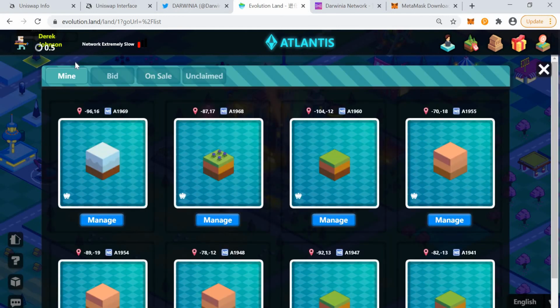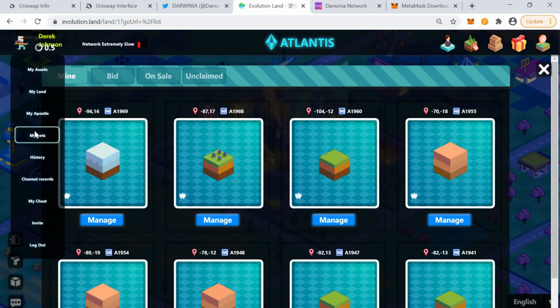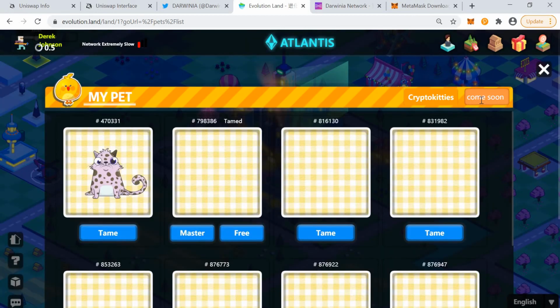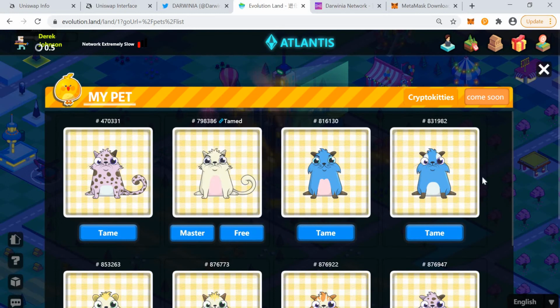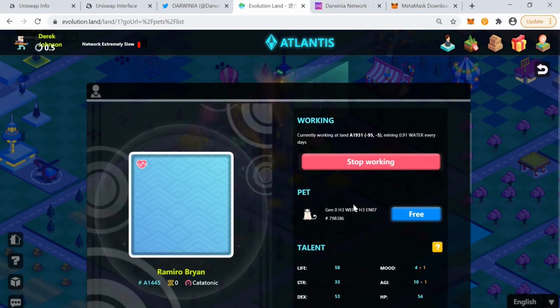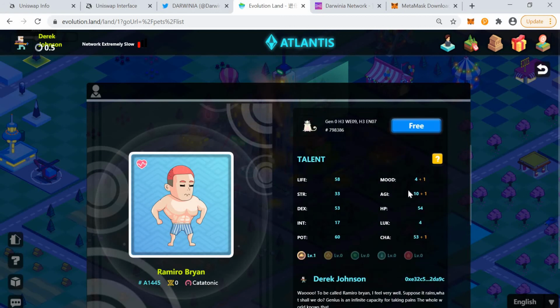So I just wanted to take you guys back and show you about resources. Then if you go over to my pets, this is going to be your crypto kitties, and obviously it says coming soon on the other ones too. You can see right here where it says tamed. That means this is attached to a specific apostle. You can see here that it helps him, so it gives a better mood, better agility, and better charisma. So this is important.